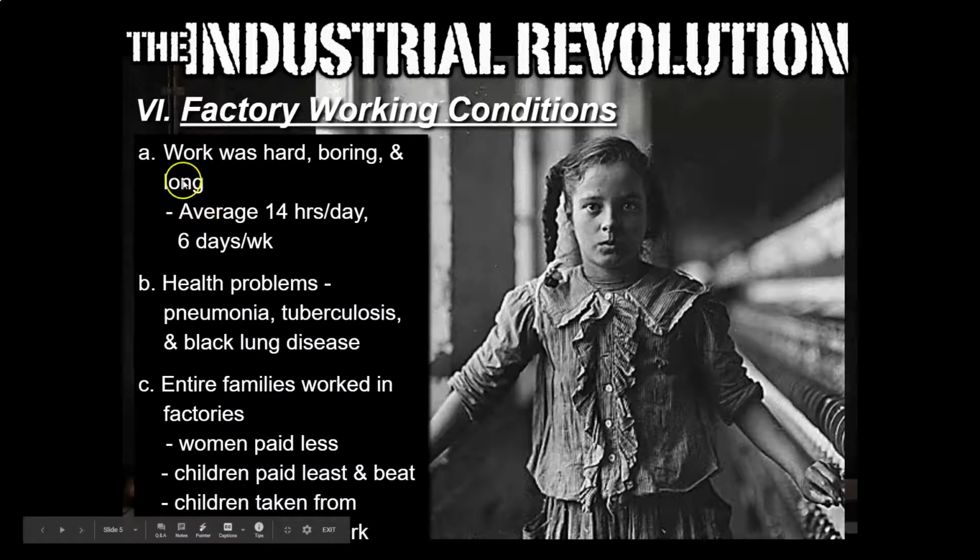So here you've got working conditions in factories. Work was very hard, boring, and long. Average hours were 14 hours a day, 6 days a week. Sundays were their only days off. It caused a lot of health problems: pneumonia, tuberculosis, and black lung disease. Entire families would work in factories. The women were paid less than men. Children were paid even less and were often beaten. Children were taken from orphanages if families didn't want to send their children to work.